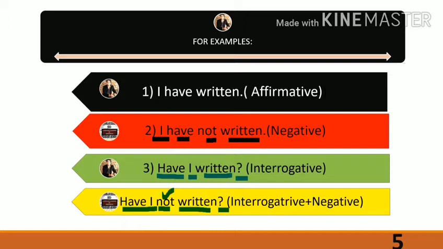So likewise you can also make the method for it. For example, if we want to say I have written, the method is simple affirmative, that is subject plus has/have plus V3. And when we make a sentence negative, the method is subject plus has/have plus not plus V3. And when I have to make a sentence interrogative, the method is has/have plus subject plus V3. And for interrogative plus negative, the method is has/have, then a subject, then not, and then V3.